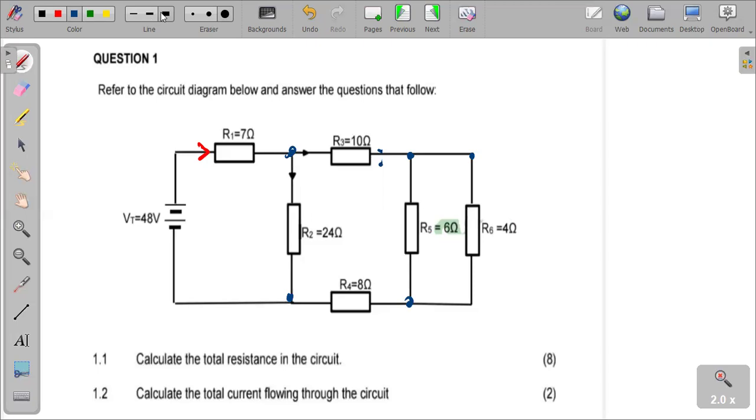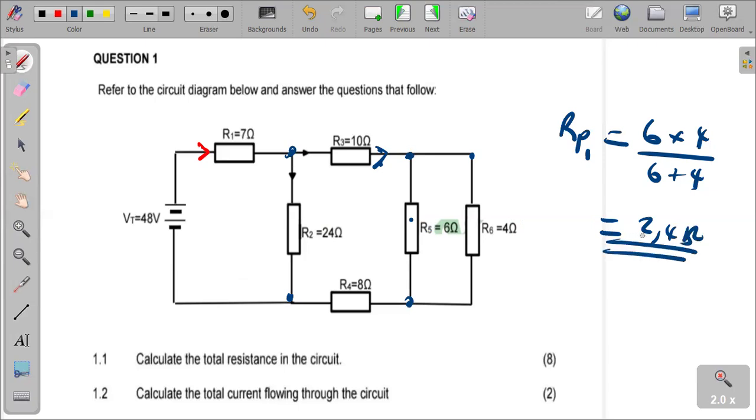Okay, so as we were following the conventional flow of current, it reached this point and was subdivided, which means these two resistors are in parallel. So we start with them first. Let's calculate them. I'm going to call that RP1. So we say 6 multiplied by 4 over 6 plus 4, product over sum. We get 2.4 ohms, which means the resistance of these two resistors becomes 2.4 ohms. We call it the effective or equivalent resistance of that branch.